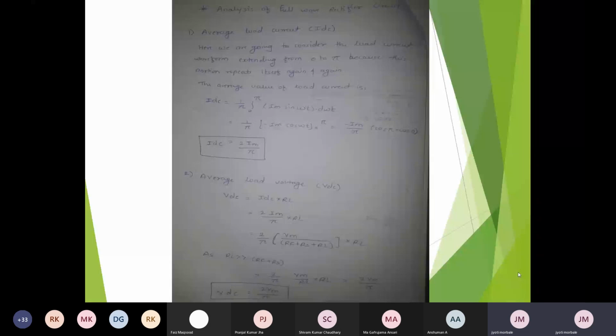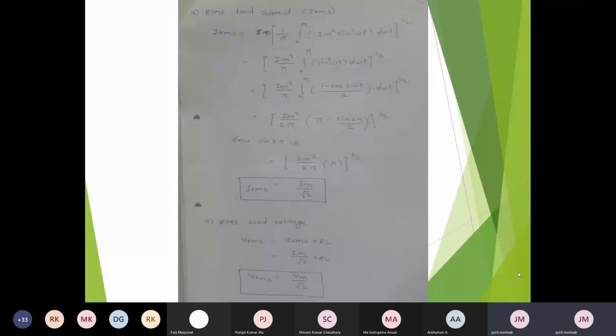IDC for full wave rectifier is 2 Im by pi. IDC for half wave rectifier is only Im by pi. The same way, VDC for full wave rectifier is 2 Vm by pi. VDC for half wave rectifier is Vm by pi only. Only add here just term 2, because this is the full wave rectifier. Okay.